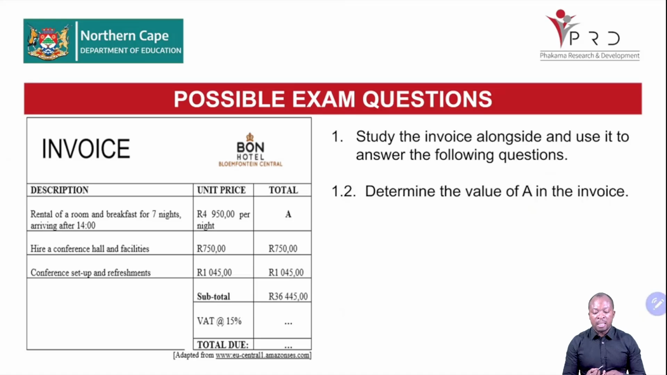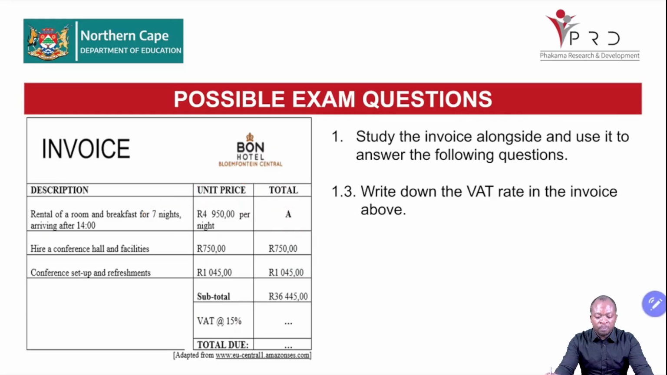The second one says, determine the value of A in the invoice, meaning there is a value missing here. For you to answer such questions, you can go to the information that is given to you there. You realize that they're saying the unit price is 4,950 per night. If you look a little to your side, you will see that they want to spend a time of 7 nights there. So what are you going to do with the price per night and the number of nights? You are going to multiply them.